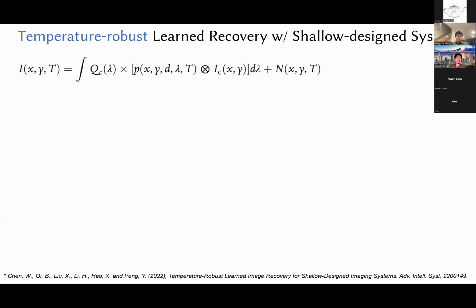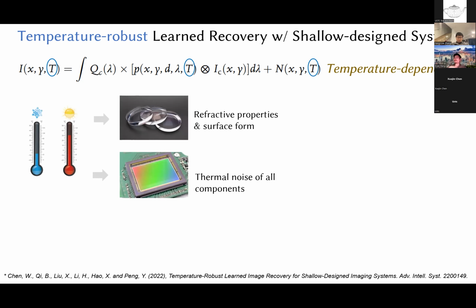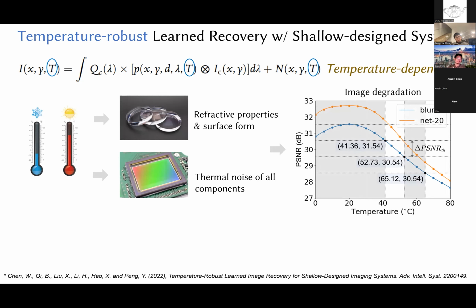So we try to target the temperature robustness, because regarding optics, the fluctuating temperature affects both the refractive properties and surface form factor of optical elements, leading to a temperature-sensitive focal power and point spread function behavior, as you can tell, in most cases.